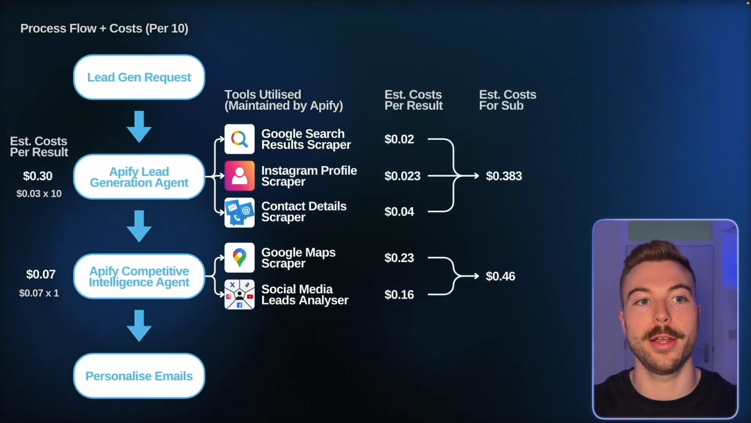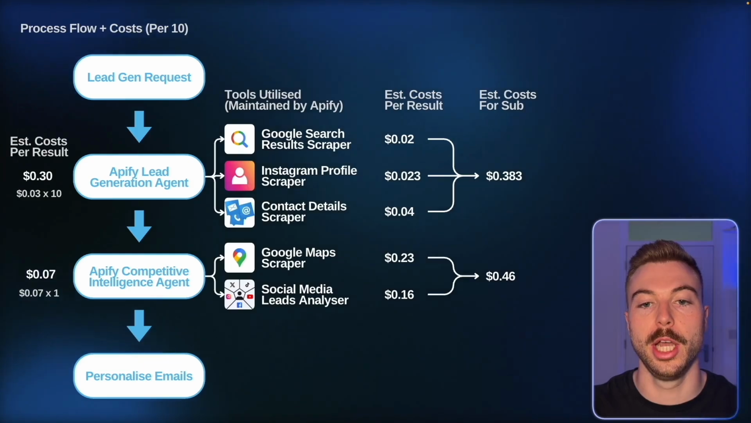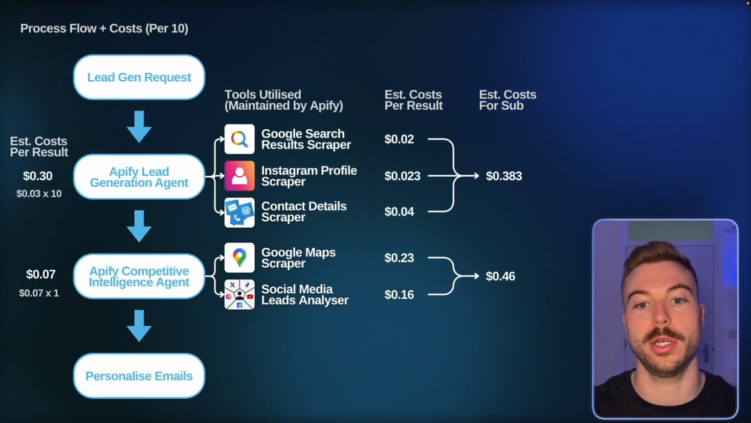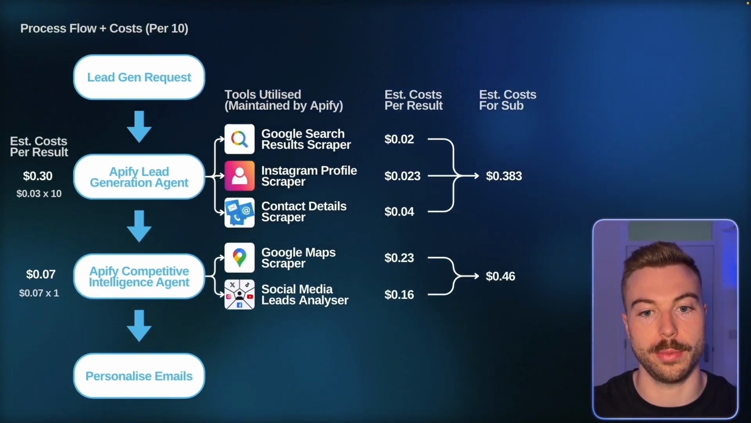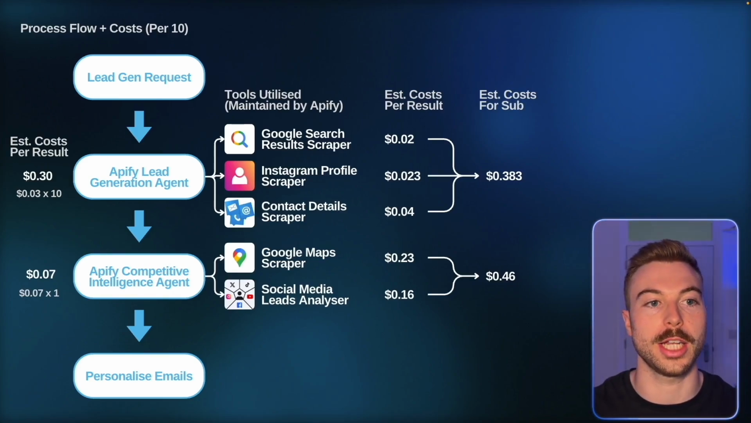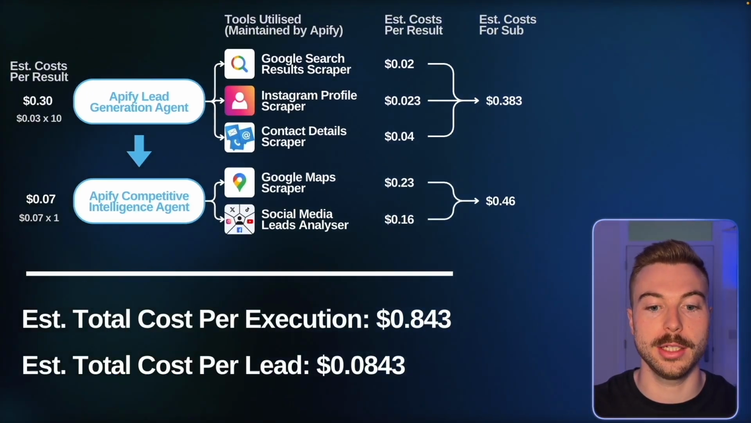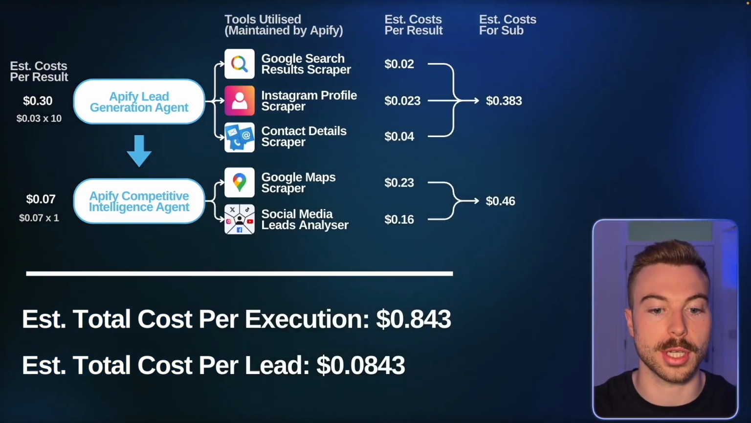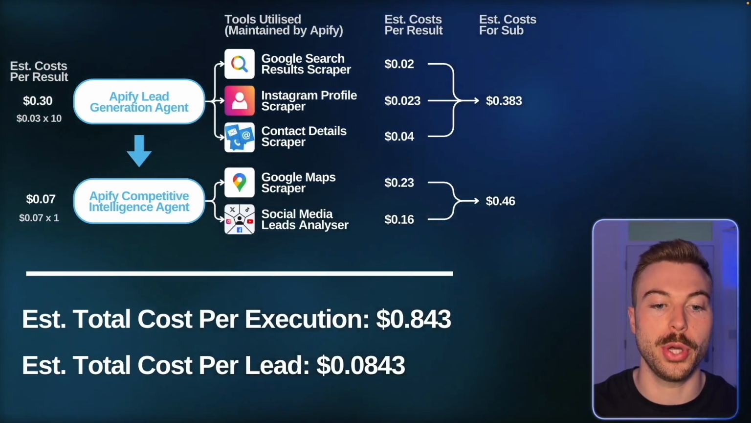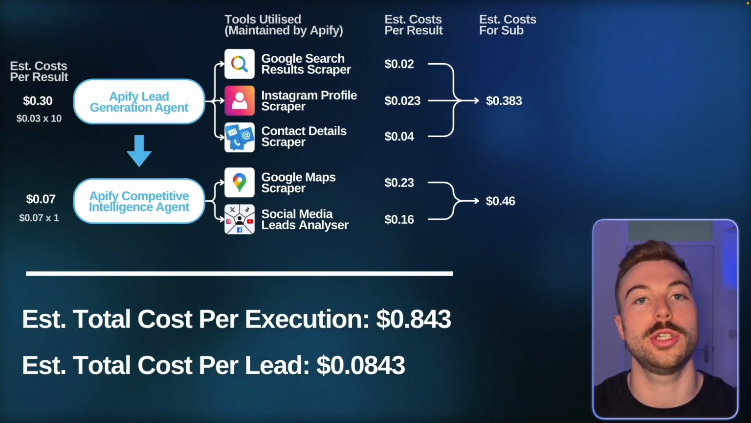So as you can see here, per 10 results that we're requesting to come back, we're looking at around 2 cents for the Google search scraper, around 2 cents for the Instagram, and around 4 cents for our contact details scraper. If we come onto the competitive intelligence agent, we're looking at around 20 cents for Google Maps and around 16 cents for that social media analyzer. And we've got the full costs on the right hand side there. So what does it do for our cost per lead? Well, we're looking at around 80 cents, 90 cents for those 10 results to come back, or around 8 cents, 9 cents per lead that we've got back. So still very cost efficient and really critically highly personalized to get the insights that we need.